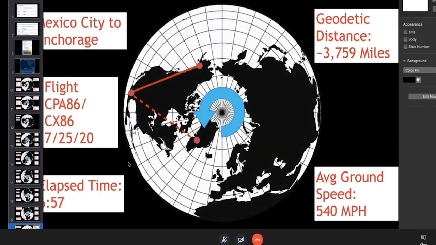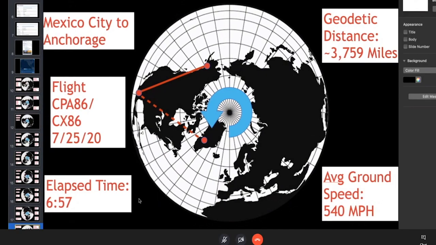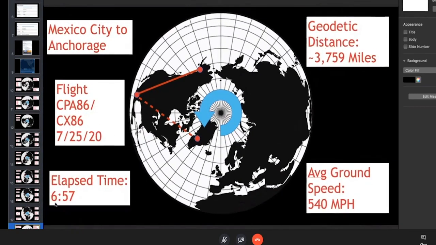Now, just to contrast this with the return flight, going from Mexico City to Anchorage. This flight happened on the 25th. It took nearly the same amount of time, 6 hours and 57 minutes. It's almost the same distance, and their average speed was 540 miles per hour.